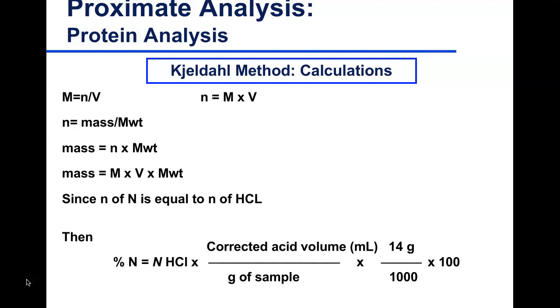So the problem we run into is that normality would be molar equivalents per liter, and then we would have milliliters of HCl for our volume. So to correct for that, we divide the volume of HCl by 1,000 to correct for units. So we can then substitute this, so if we're taking that 1,000 down here, we can put that here to correct it. So now we have our grams of nitrogen right here.